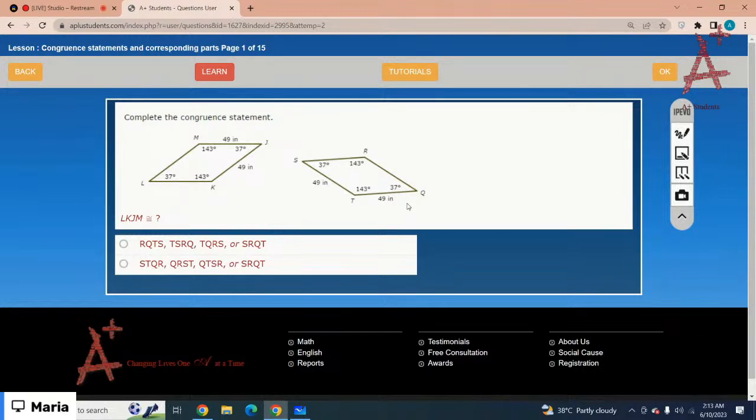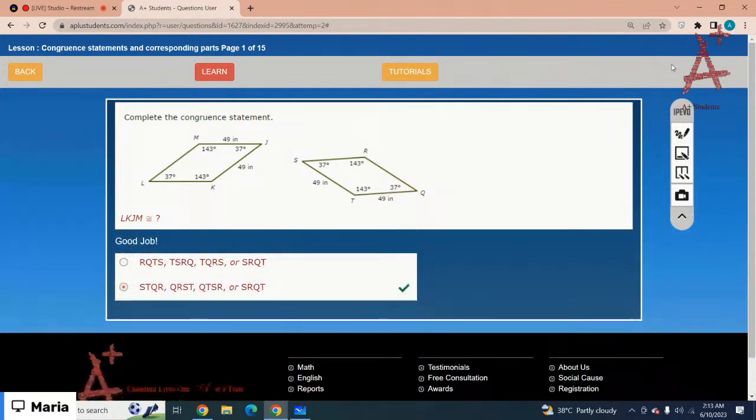it would be STQR, QRST, QTSR. Like you can see from here, LKJM, L starts from 37, 37, 143, 37, 143. So you have to make the same angles. That would be STQR, S 37, 143, 37, 143. Got it? Then QRST, Q is 37, 143, 37, 143. Got it? So that would be the second option. The correct option is the second one. Got it?